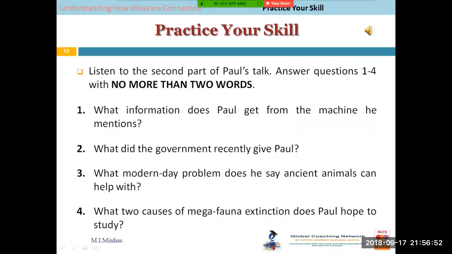What information does Paul get from the machine he mentions? Now, this is really going to be very tricky again, Amjad. So be alert. What information does Paul get from the machine he mentions? And then what did the government recently give Paul? And then what modern day problem does he say ancient animals can help with? This number 3 is going to be very tough. Then what 2 causes of megafauna extinction does Paul hope to study? Please have a look at these questions again, and then please let me know once you are done.